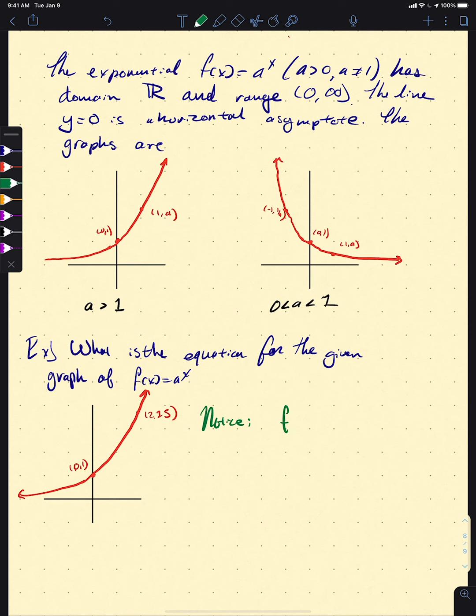Notice that we have f of 2 equals 25. So now the question is, what do I need to square to get 25, right? But 5 squared equals 25, so a must equal 5, right? So this graph has equation f of x equals 5 to the x, okay?